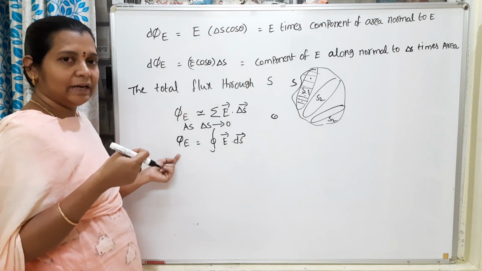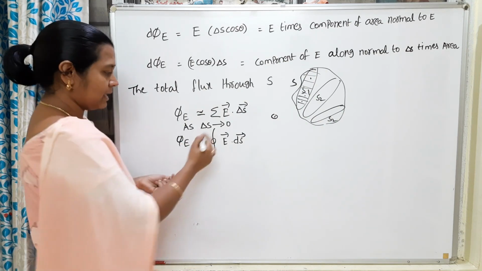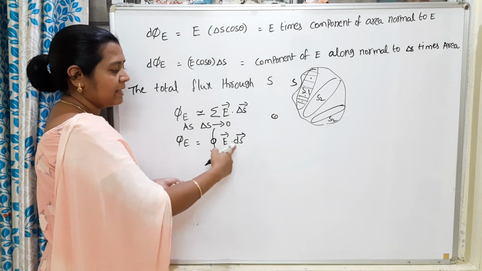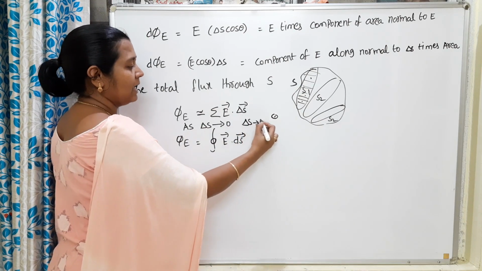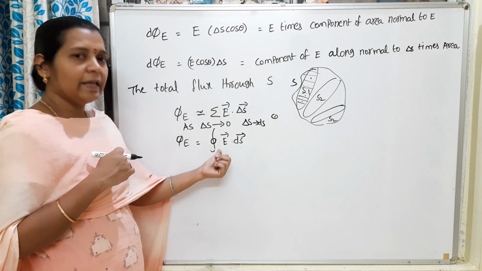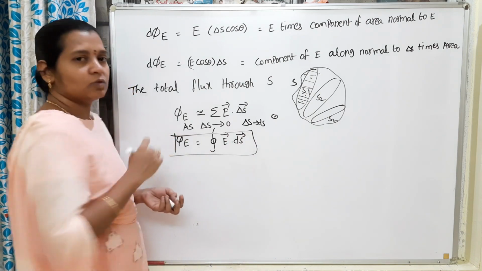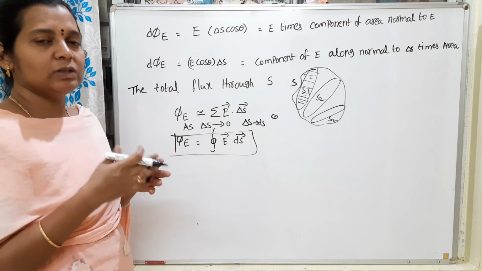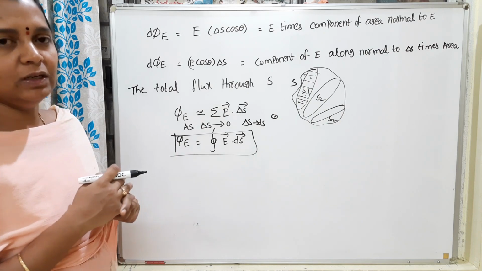So the total electric flux through a closed surface can be written as the closed integral of E bar dot ds bar. As delta S is very small, we can write delta S as dS. So the total flux is given by the closed integral of E bar dot ds bar. This is about the flux, which is the number of lines crossing through the surface, and that surface must be perpendicular to the electric field.